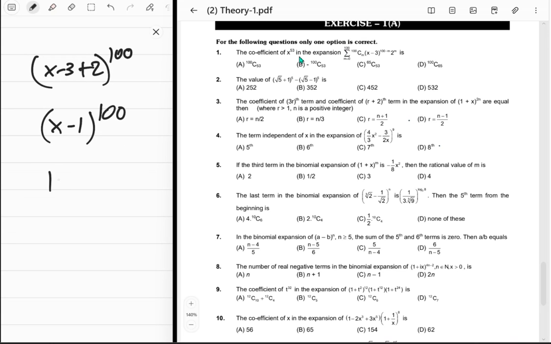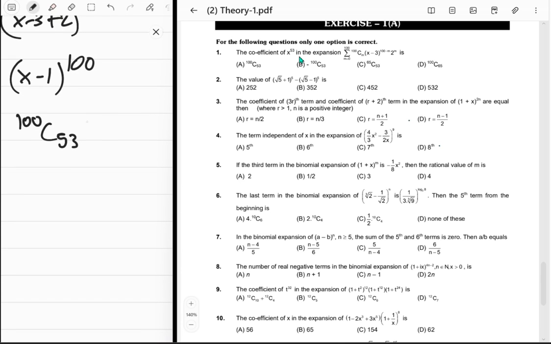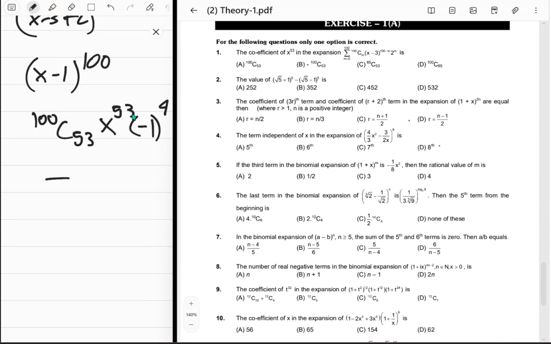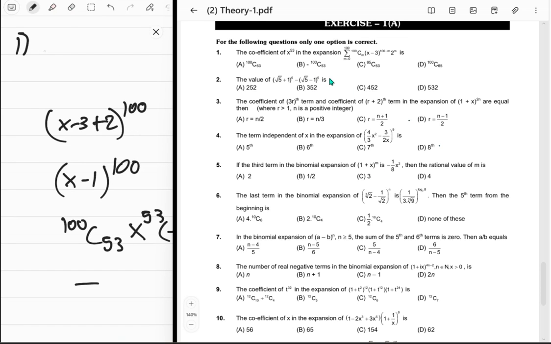I'm going to write this as 1 minus x to the power of, or let's not do it. So you got 53, right? So let me write 100C53, and then you will have x to the power 53, and then negative 1 to the power of whatever the other thing is, which is 47, I guess. Yeah, because that will add up to 100, so that makes sense. So it's negative in that case, so negative 100C53 times x to the power 53. So negative 100C53 is the coefficient. So B, first B. Okay, cool.